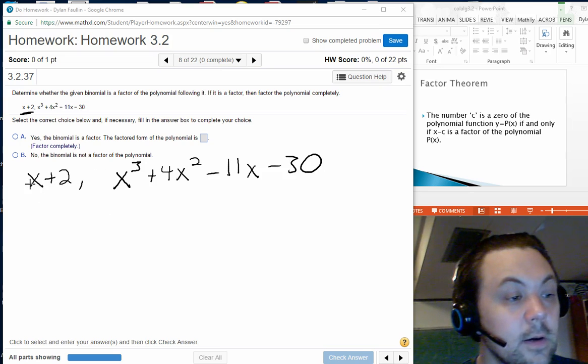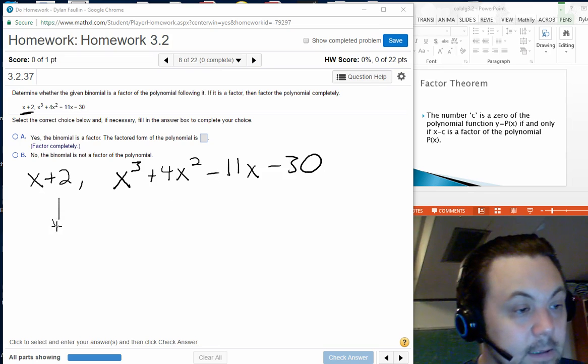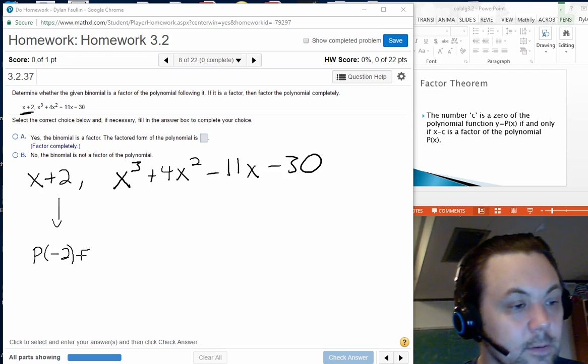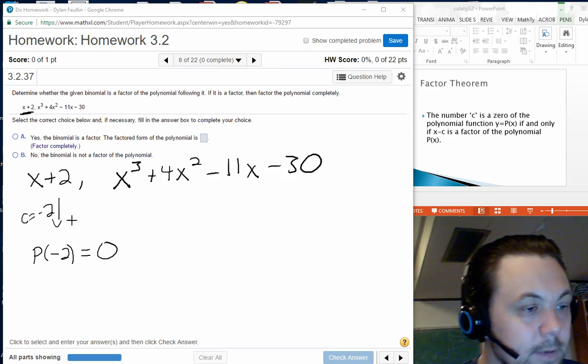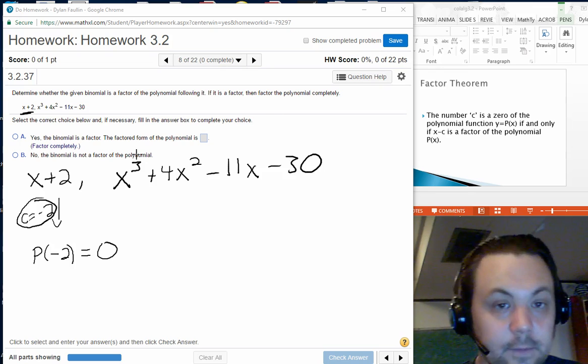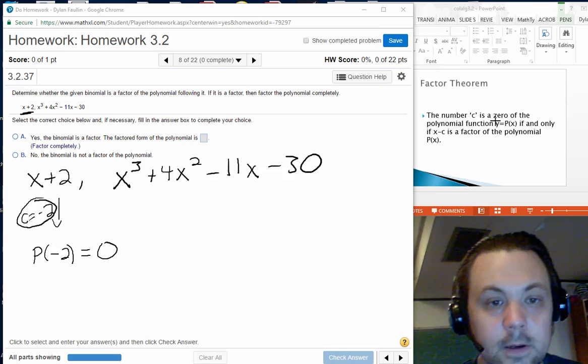If I want to know if x plus 2 is a factor of this polynomial, it would be a factor if p of negative 2 is equal to 0, right? Because here c is equal to negative 2. If negative 2 is a 0 of the polynomial, then x plus 2 will be a factor. That's the factor theorem, that's what we're using up here. If x plus 2 is a factor, then c, which is negative 2 in this case, would have to be a 0 of the polynomial.